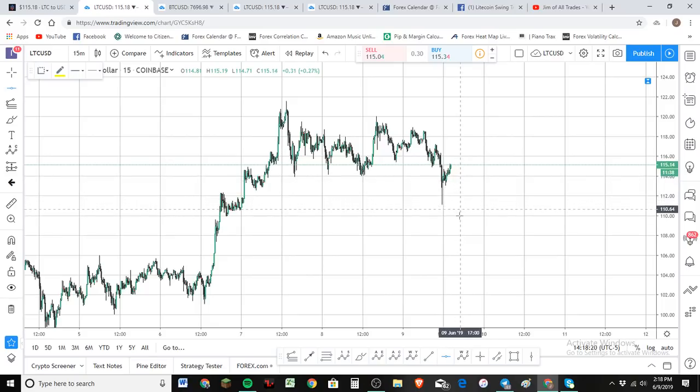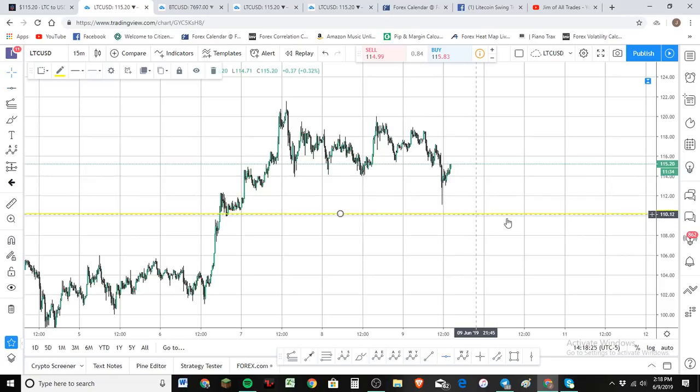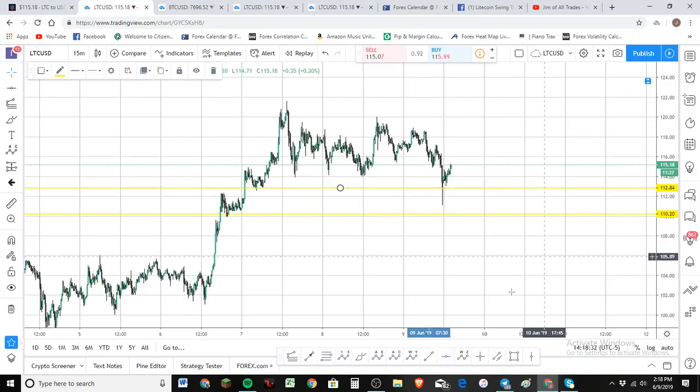So I'm going to mark my structure lines here. Here's an area of support right there. It's going to become resistance later. Here is an area right there as well.